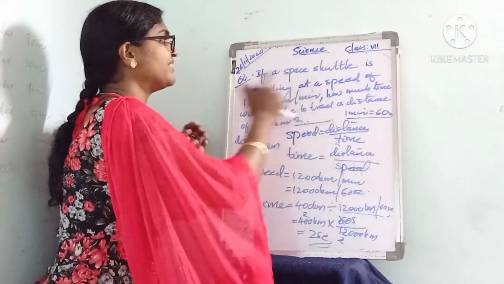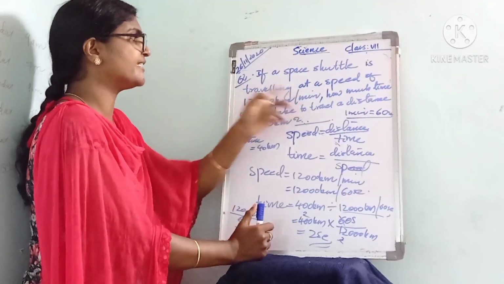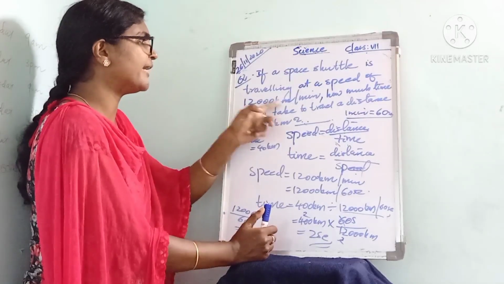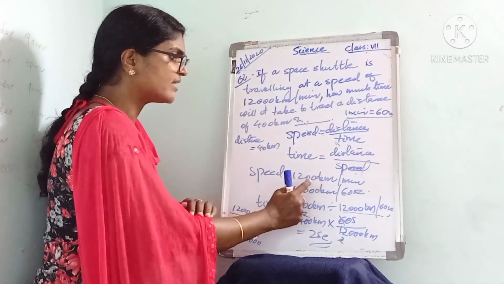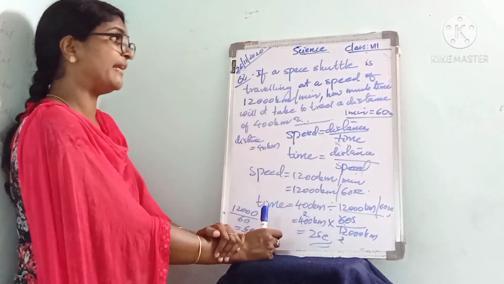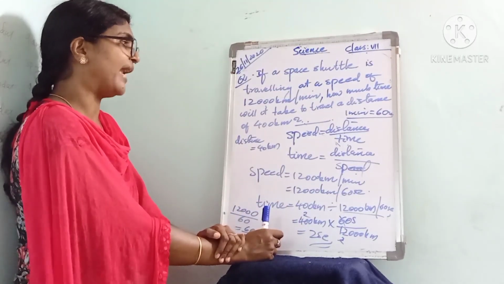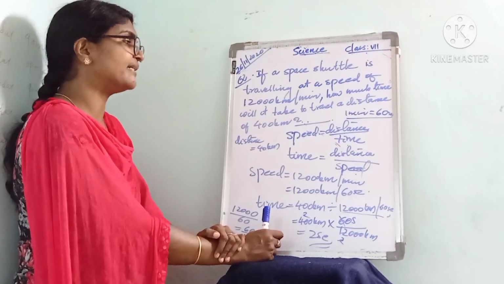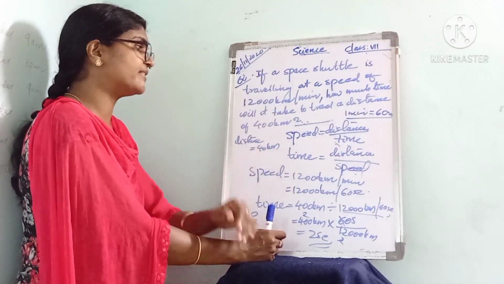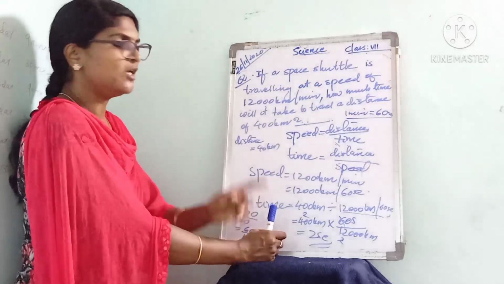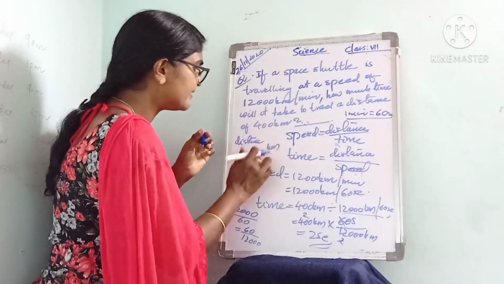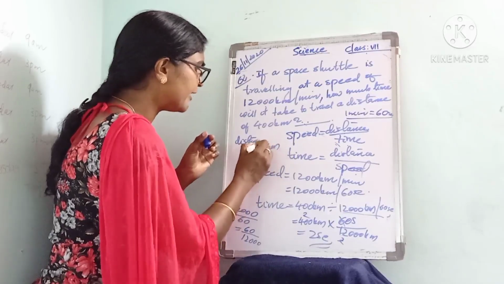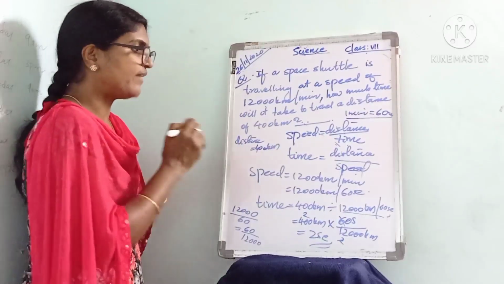Here, if a space shuttle is traveling at a speed of 12,000 kilometer per minute, so the speed of space shuttle is given as 12,000 kilometer per minute. Then we have to find the time taken by the space shuttle to cover a distance of 400 kilometer. So the distance is given as 400 kilometer. You know, we have to find the time.